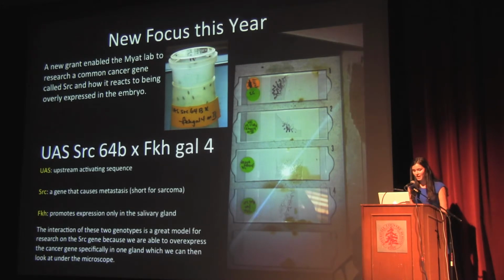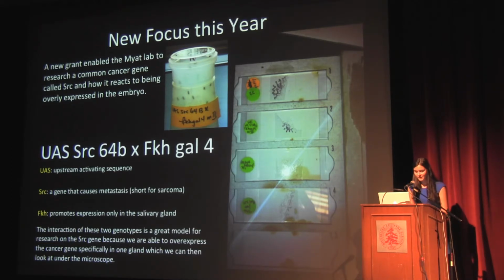The new grant enabled the lab to research a common cancer gene called Sark, short for sarcoma, which means malignant tumor, and how it reacts to being overexpressed in the salivary gland. In order to create this exact combination, we crossed the UAS Sark 64B genotype with the FKH-GAL4 genotype.